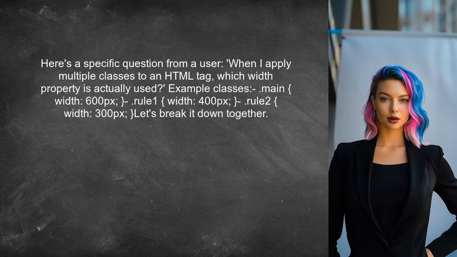Let's look at a specific question from a user. When I apply multiple classes to an HTML tag, which width property is actually used? They provided an example with 3 classes, each defining a width. Sound familiar? Let's break it down together.